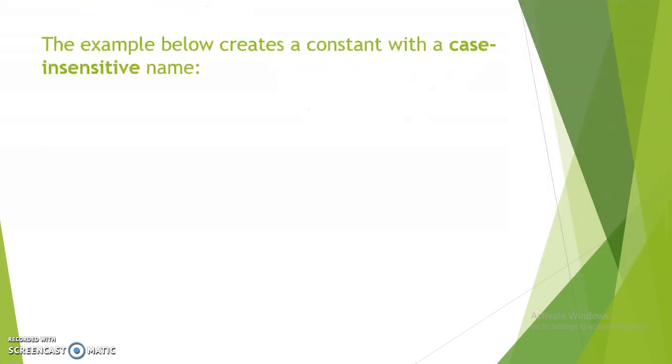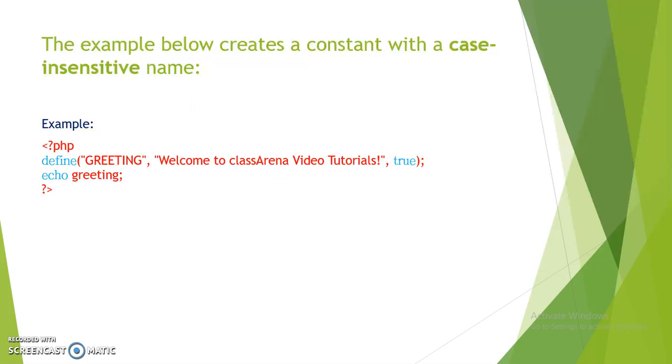So let's go ahead and see an alternative example. Okay, like this. We have the same thing defined, greeting with a capital letter, and then we say welcome to Class Arena video tutorial. Because we have true, we want it to be case-sensitive. So at this point, when we say echo greeting in small letters, it will give us an error telling us that greeting in small letters is not defined. Alright.